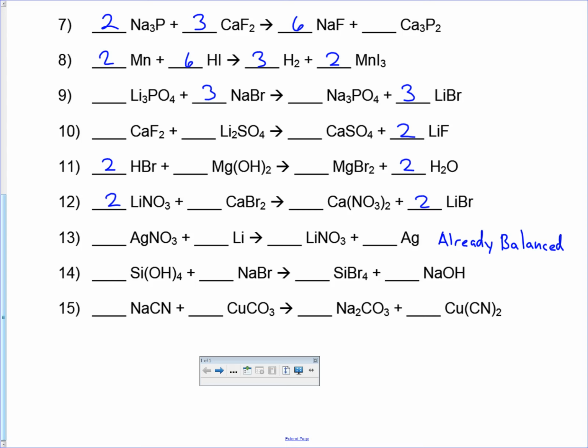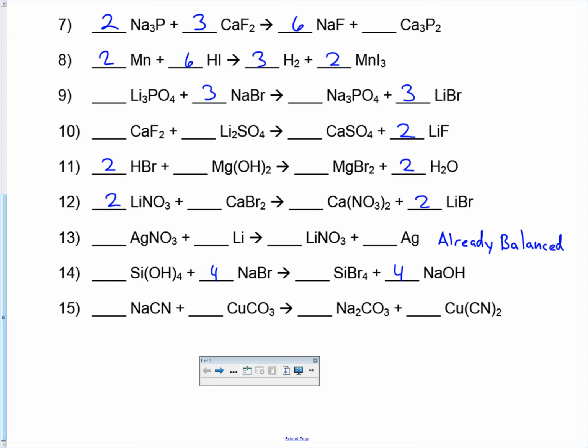Number 14, 1 Si on both sides, so that's good. Hydroxides, there's 4 on the left here, so we put a 4 here to get 4 OHs on the right. Sodiums, now we have to put a 4 here to get the sodium balance. Looks like the Brs are good, so that's that.